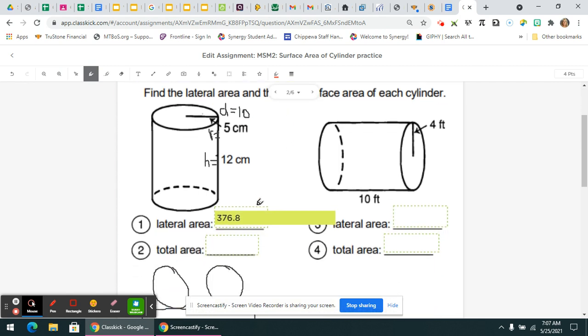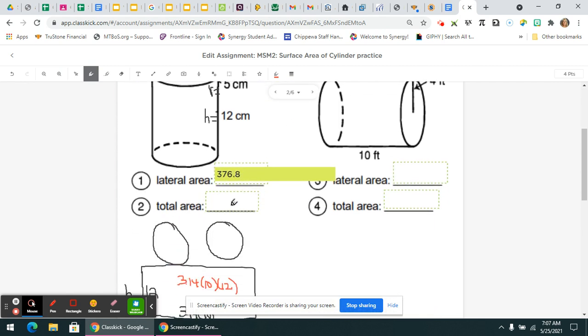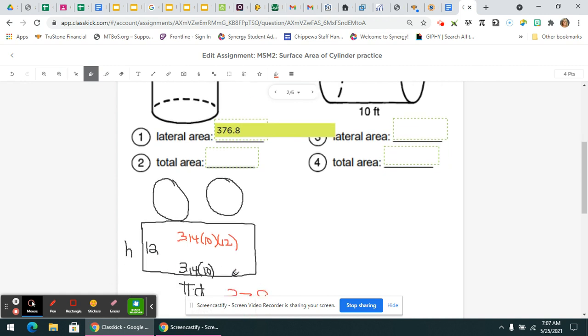Now, let's go back and figure out the total area. So we've got the lateral area. We got the area of my rectangle. Now we want to do the total area. So if you remember, we want to find the area of our 2 circles. So the area of our circle is pi times radius squared. So on my calculator, that would actually be 3.14 times my radius, which is 5, squared. I would have given myself a little bit more space here, but I think you guys can see it okay. So I've got 3.14 times 5 squared. That's the area of 1 circle.